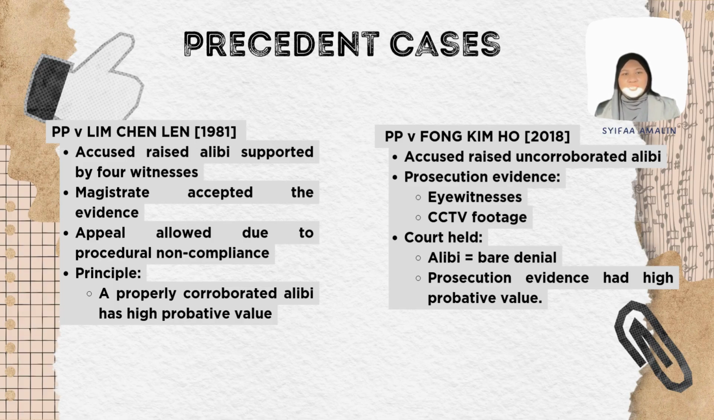Conversely, in the case of PP against Fong Kim Ho, the accused raised an uncorroborated alibi. The prosecution, however, relied on eyewitness testimonies and CCTV footage. The court held that the alibi was a bare denial, while the prosecution's evidence had an overwhelming probative value. In addition to that, the alibi, which is a bare denial, had a low probative value.